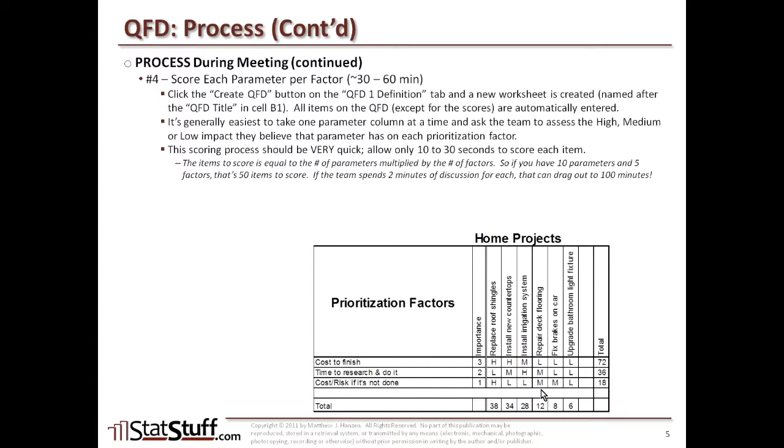Well, if you spend 2 minutes on each one of those items, then for 50 different items times 2 minutes, that could take 100 minutes. We definitely don't want to spend that much time on this. You want to go as quickly as possible.